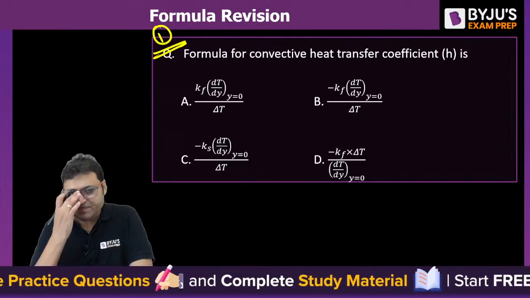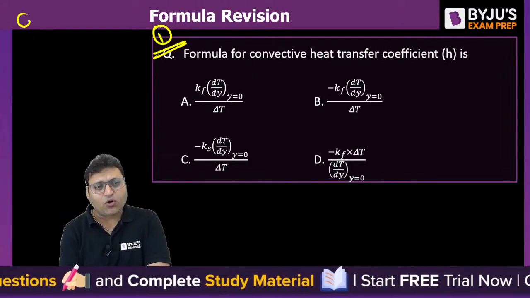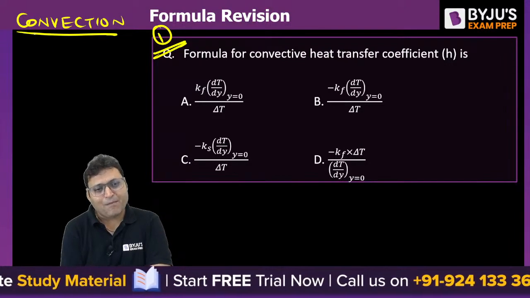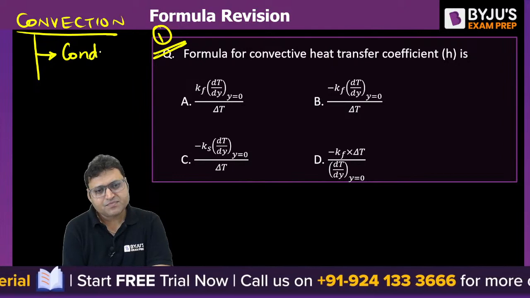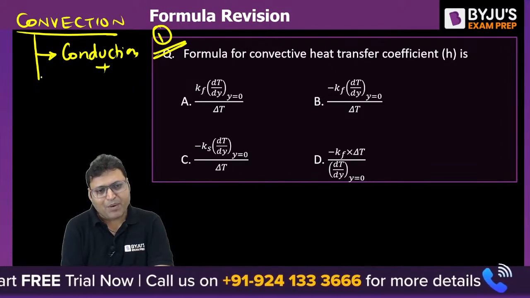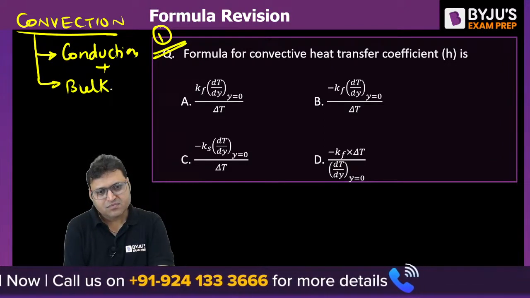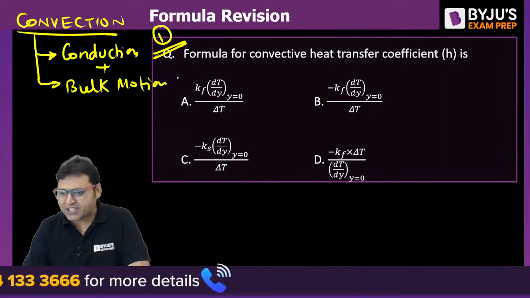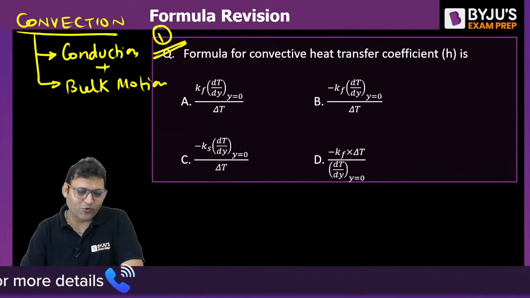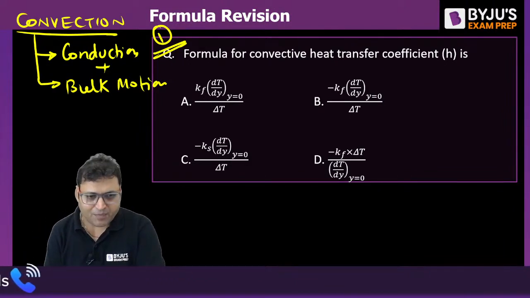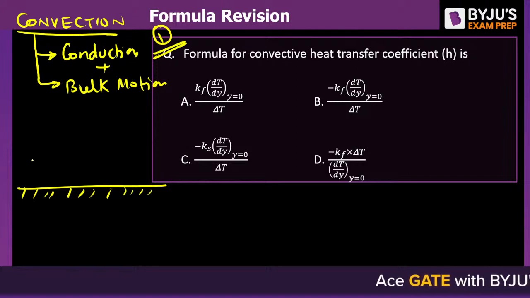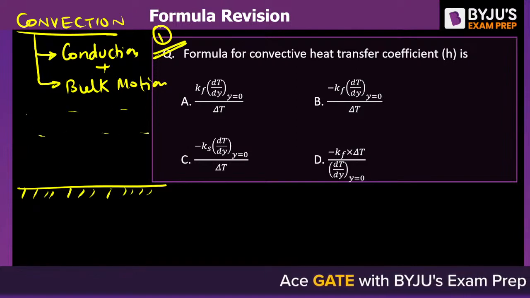As you should know that convection is called as the combined effect of conduction plus bulk motion of the fluid. Convection is the combined effect of conduction as well as bulk motion of the fluid. There is a conduction in the no slip region. There is always a conduction in the no slip region if there is a surface and there is a fluid kept over the surface.